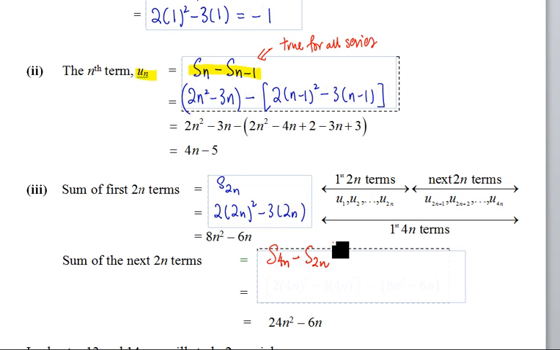This idea you must understand. To get the next 2n, you get S4n minus S2n. Once you know that, the rest you can do on your own. Depends on how they ask it. Someone asks, what if they ask what is the next 3n, how do you find it? Very good question. Let's say you found the first 2n.